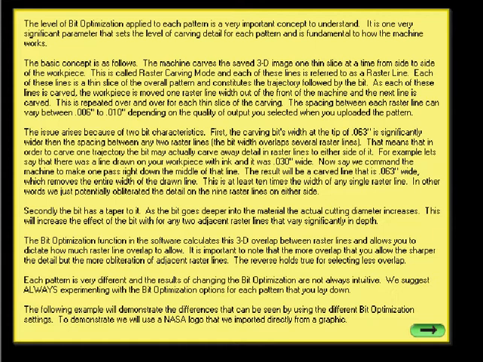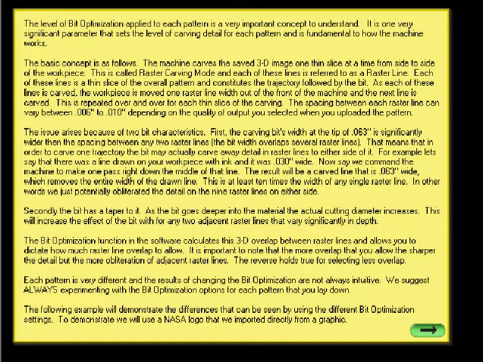The space between each raster line can be varied between 6/1000ths of an inch to 1/100th of an inch, depending on the quality of the output you select when you upload the pattern. The issue arises because of two bit characteristics. First, the carving bit's width at the tip is 63/100ths, significantly wider than the space between any two raster lines. The bit width overlaps several lines.